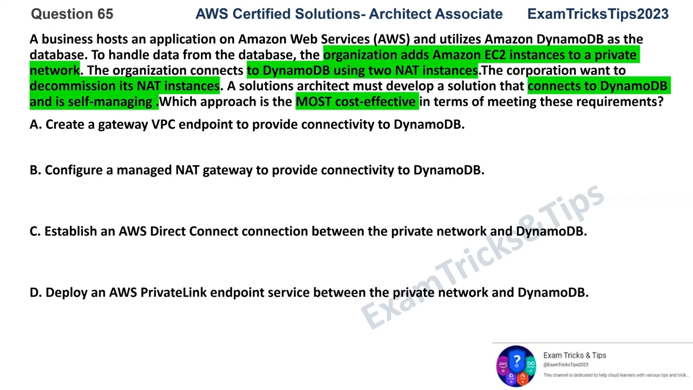Anyways, let's move on with the option evaluation. So the first option says, let's have a managed NAT gateway to provide connectivity to DynamoDB.